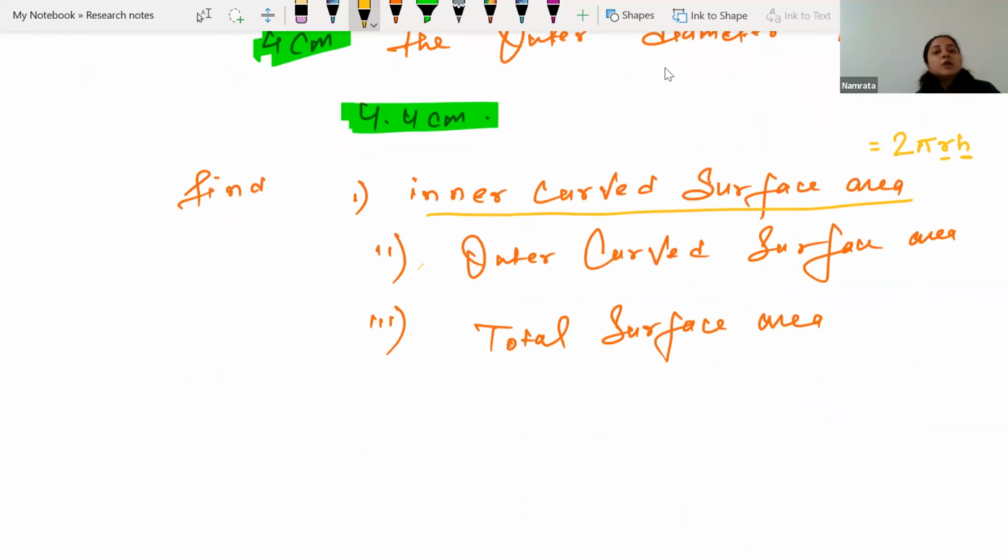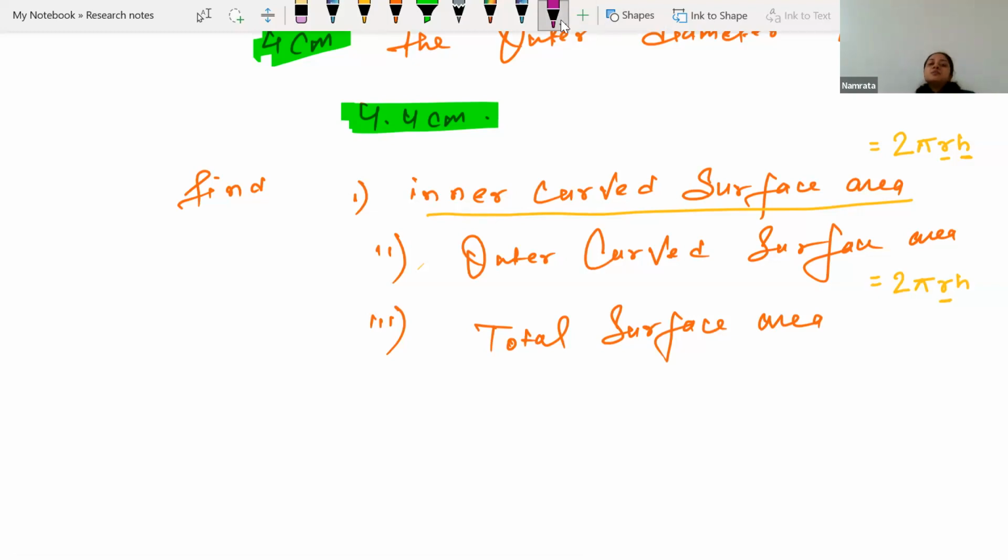Now what is the outward curved surface area? Again you have to use the same surface area formula, that means 2 pi r h. Here the outward diameter was different, which is given in the question, 4.4 centimeter. You will be using radius from there. Height, again the height is same since we are talking about the same cylinder. Now together we will be working on the total surface area. So the first and second part I am leaving for you.